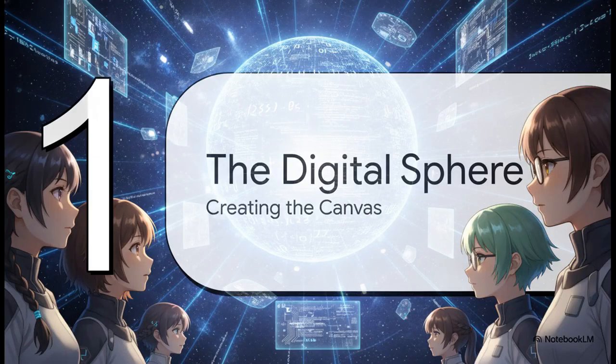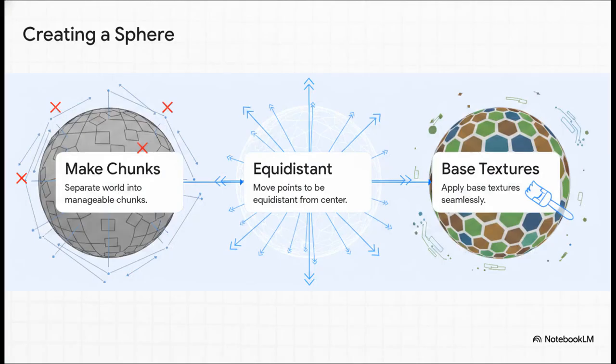Let's kick things off with Phase 1, the digital sphere, creating the canvas. You know how flat digital maps often get super stretched out and weird at the poles? Well, to avoid that distorted terrain, the developer's very first step is creating a mathematically perfect sphere. By making sure every single surface point is the exact same distance from the core, they create a seamless, distortion-free canvas that makes it perfectly ready to be sliced up into manageable chunks and textured.